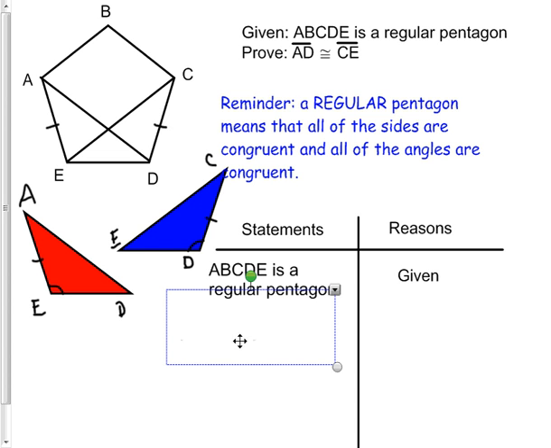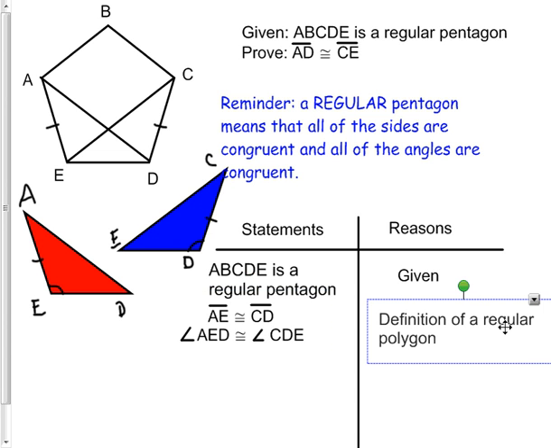Okay, so that's my statement. Side AE is congruent to CD, and then angle AED is congruent to angle CDE. And my reason is because it's a regular polygon. In this case, it's a pentagon, but a regular polygon means all the sides are the same and all the angles are the same.